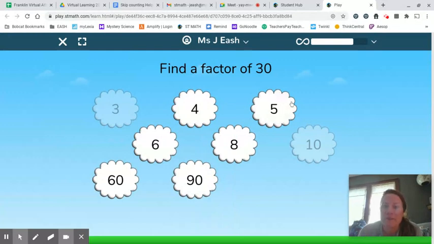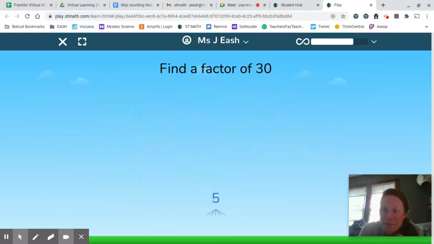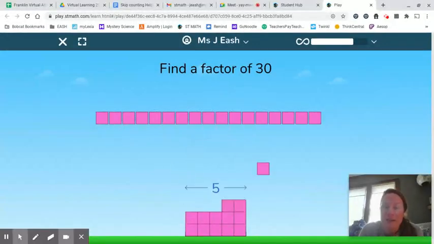I'm going to count by fives to see if 5 is a factor of 30. I know it is because 30 ends in a 0. Any number that ends in a 0 or a 5 has 5 as a factor. So let's count by fives to 30. 5, 10, 15, 20, 25, 30. So I counted by 5 six times to get 30. So my factor pair for 30 would be 5 times 6.